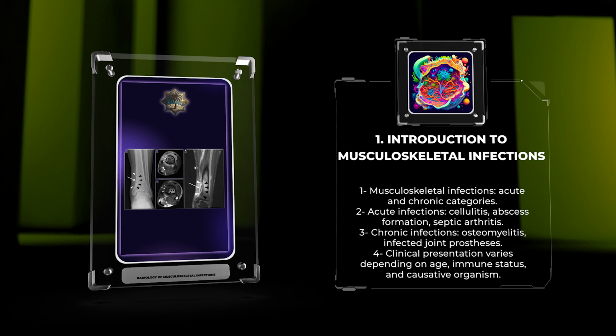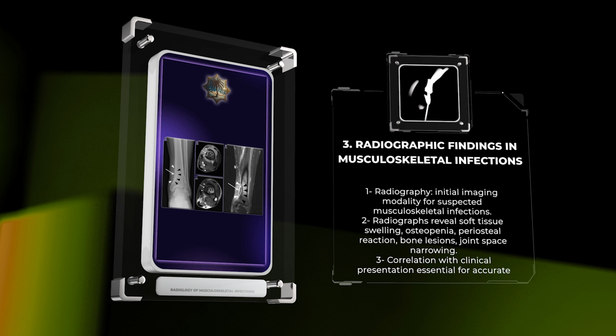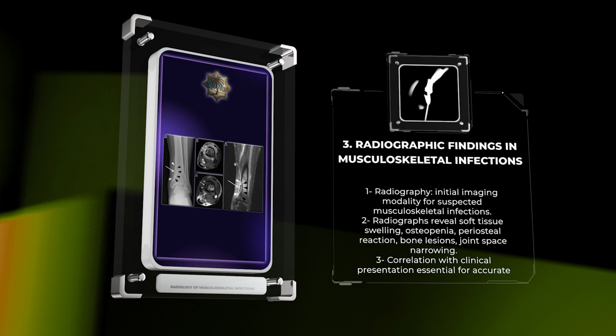Different imaging modalities can provide valuable information regarding the extent of the infection, identify the causative organisms, and guide appropriate treatment decisions. The commonly used imaging modalities include radiography, magnetic resonance imaging, MRI, ultrasound, nuclear medicine imaging, and computed tomography, CT. Radiography is often the initial imaging modality used in suspected musculoskeletal infections. Radiographs can reveal important findings such as soft tissue swelling, osteopenia, periosteal reaction, lytic or sclerotic bone lesions, and joint space narrowing. It is important to correlate these radiographic findings with the clinical presentation to establish an accurate diagnosis.